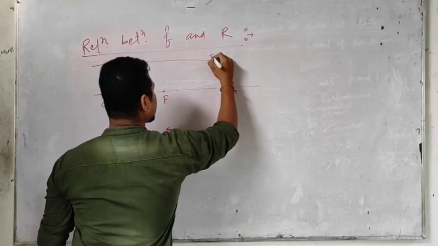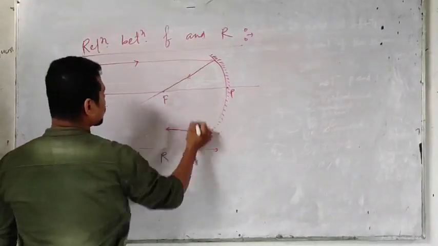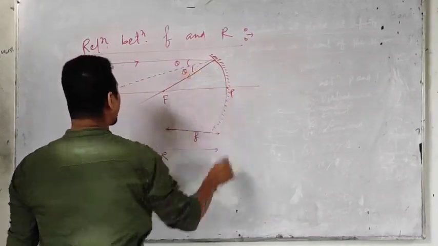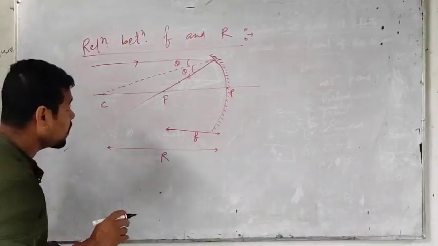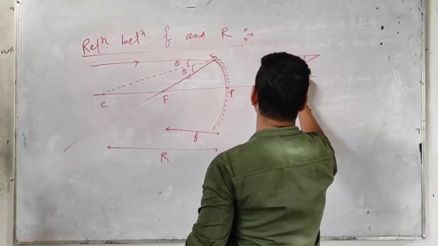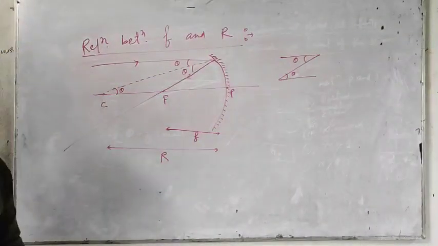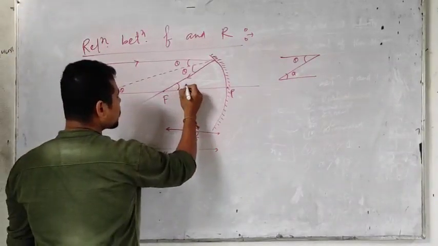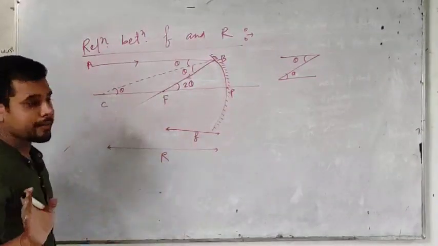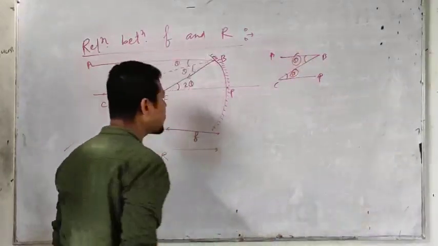So let us consider a marginal ray incident at the surface. It will pass through the focus. Let the incident angle be theta, and the reflected angle will also be theta, right? According to the Z formula, or alternate angles, if this angle is theta, then this angle is also theta, and this angle will be twice theta, because the lines AB and CP are parallel.